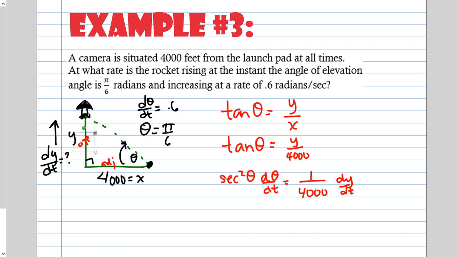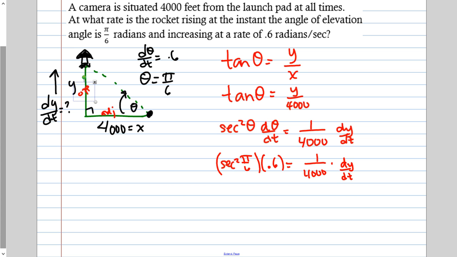Okay, plug in the stuff. Our angle was pi over 6. d theta/dt was 0.6. dy/dt is what we're looking for. So basically, I need to get rid of that 1 over 4,000. I'm going to do that by multiplying by the reciprocal, which is just 4,000. So let me take care of that in this step. Multiply by 4,000, multiply by 4,000.